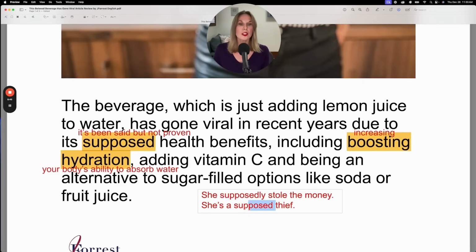So this is just using the adjective form. She's a thief. That sounds like a fact. She's a supposed thief. So that isn't a fact. It's just what some people have said. Now notice this pronunciation, supposedly. There's four syllables, but here it's just supposed. So notice that pronunciation different.